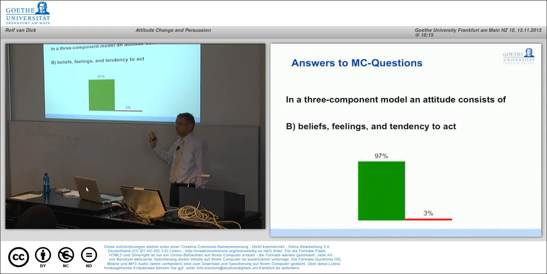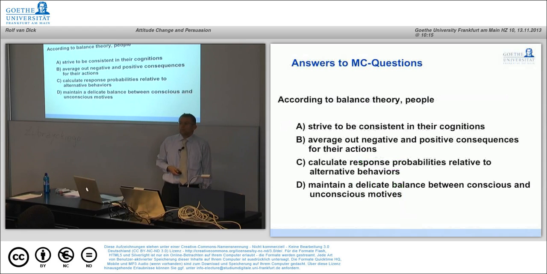Affect, behavior, and cognition. And remember that behavior does not stand for the action, for the real behavior, but for behavioral tendencies to act. According to balance theory, people strive to be consistent in their cognitions, average out negative and positive consequences for their action, calculate response probabilities relative to alternative behaviors, or maintain a delicate balance between conscious and unconscious motives.